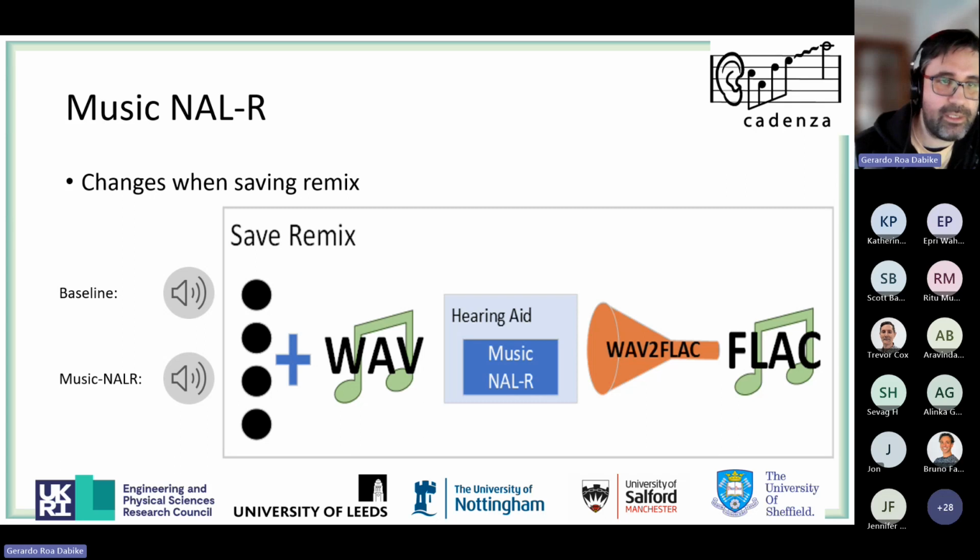So the baseline, this is how NAL-R applies. In one case, it was very loud. I don't know if you probably heard that, but you can probably identify that it's very treble. There's no bass or low frequency components. So we tried, with the music NAL-R, to transform that. Again, it's very loud.